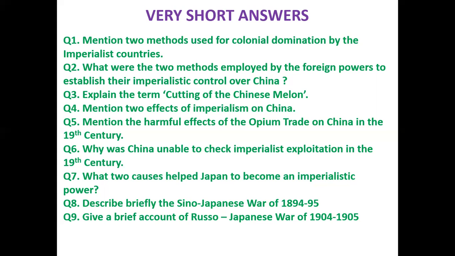For example, the whole of China has been divided in the 19th century into different spheres of influence by different imperialistic powers. Some fell under Germany, some under England, some France, and some Russia, etc. Extraterritorial rights.